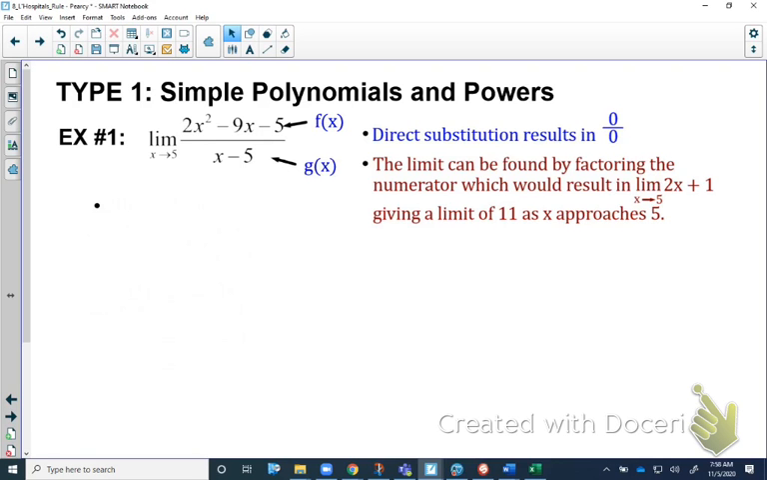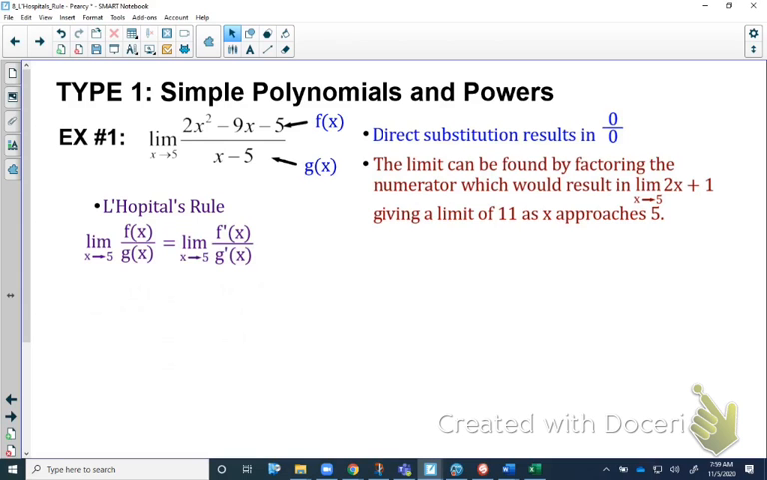Well, now we're going to show how we can identify the same limit using L'Hopital's rule, taking the derivative of the numerator and the denominator. This is a very simple, straightforward example to do this with. You just use the general power rule on both the numerator and the denominator.